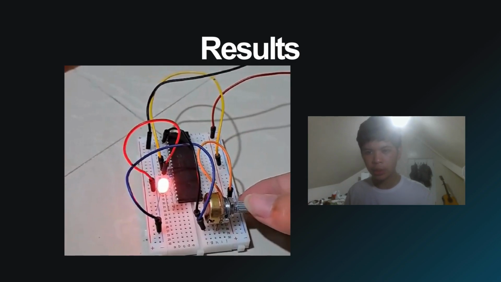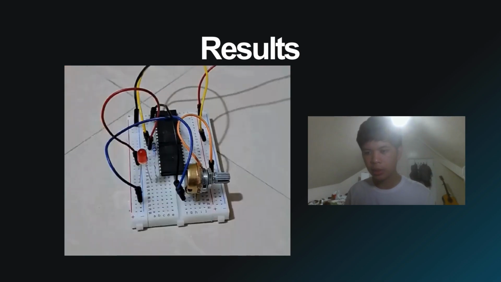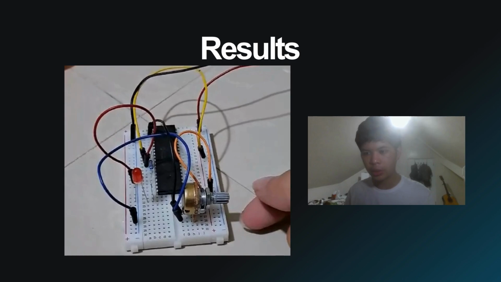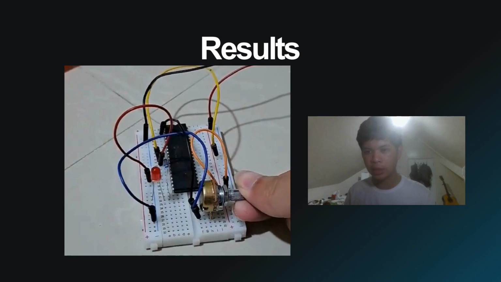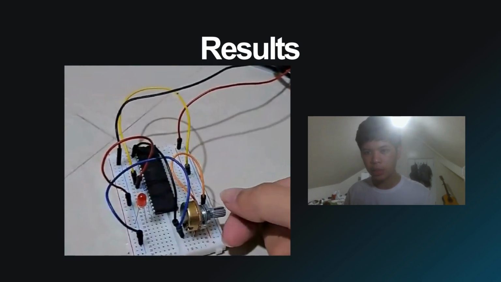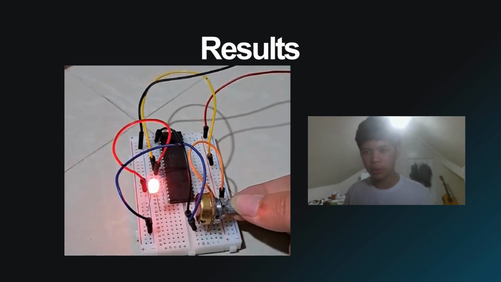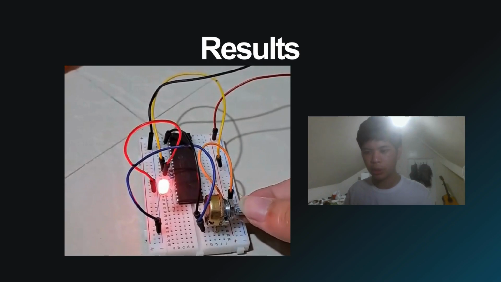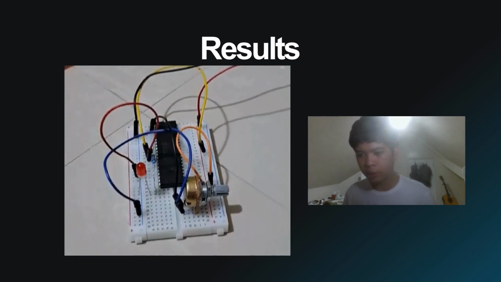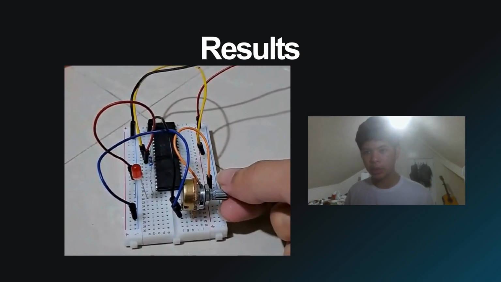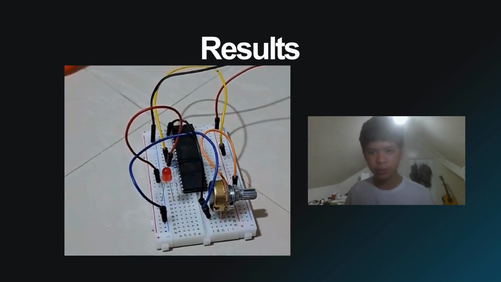So what's happening here is that it is based on the code. The code is getting the value of the potentiometer, and when it is less than 512, the LED lights up. Else, if it is not following the potentiometer value, that is not less than 512, or the value of the potentiometer is equal to 512 or more, the LED turns off.